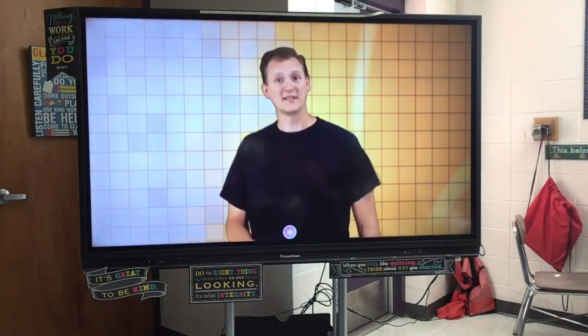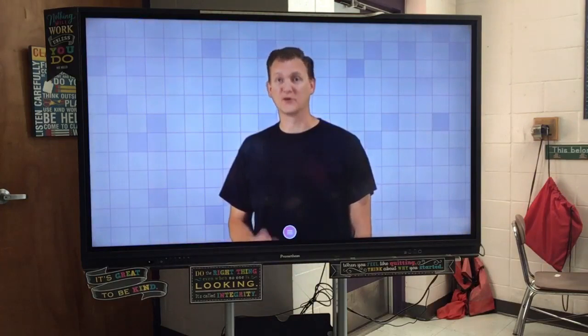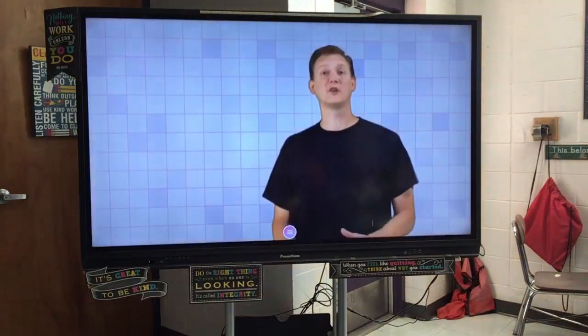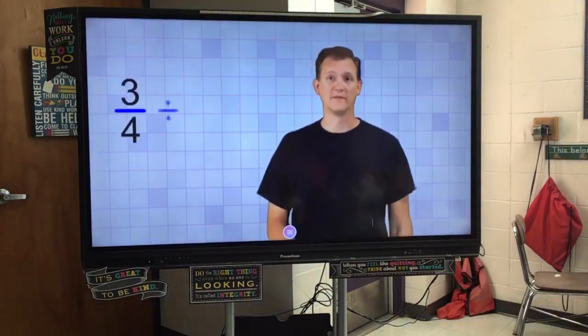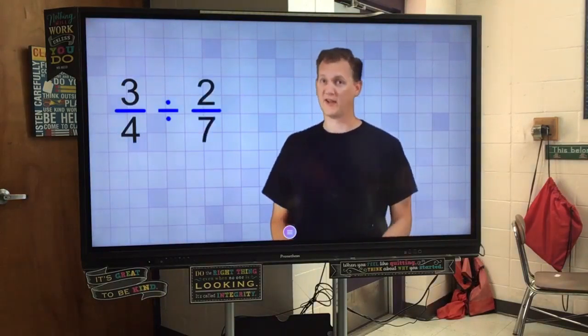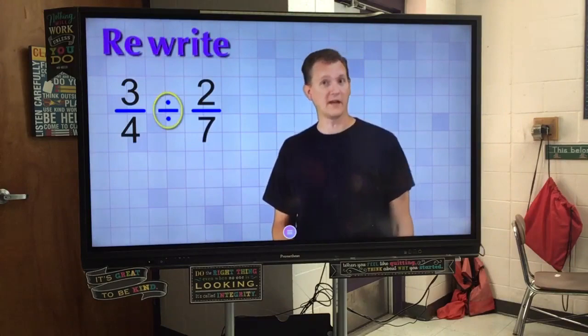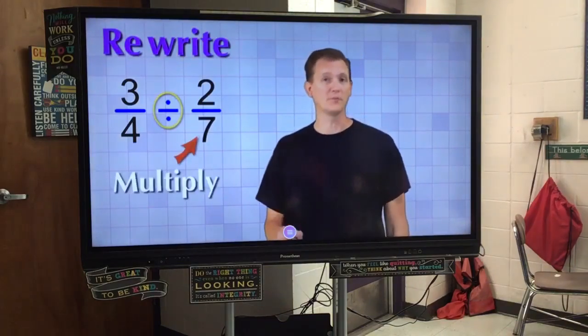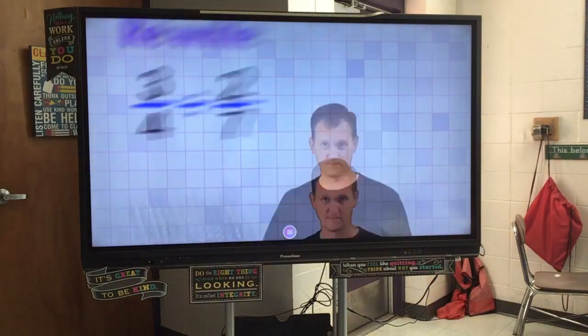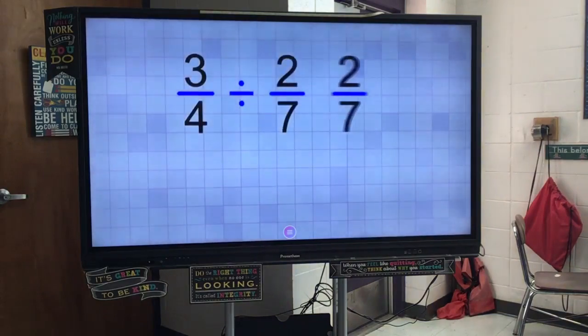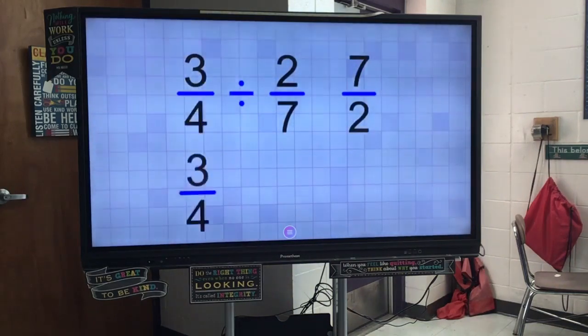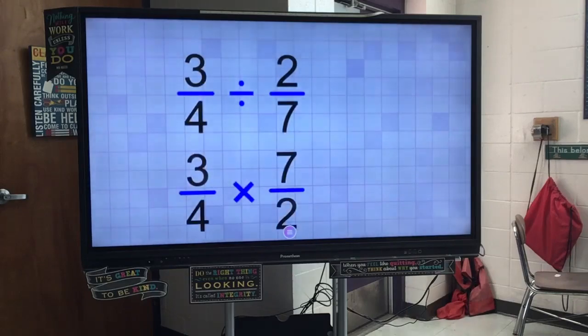As always, let's see a couple examples of how this works so you'll really understand. Let's try this problem. 3 over 4 divided by 2 over 7. Okay, so the first thing we want to do is rewrite our problem. Instead of dividing by 2 over 7, we can multiply by the reciprocal instead. The reciprocal of 2 over 7 is 7 over 2. So our problem becomes 3 over 4 times 7 over 2.